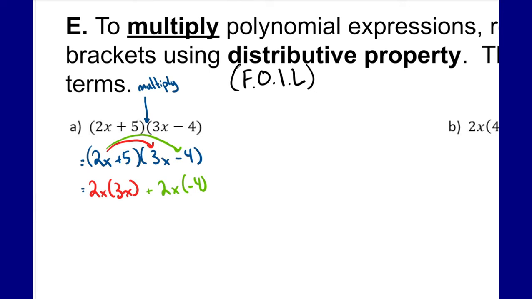Next, we look at the next term. We have 5, so we're going to add 5 times 3x, and then lastly, 5 times negative 4. So every term is multiplied with the other. We have 2x times 3x, 2x times negative 4, 5 times 3x, and 5 times negative 4. Now you might say, why not 3x times 2x and negative 4 times 2x and so on? Again, that's because when we're dealing with multiplication, the order doesn't matter.